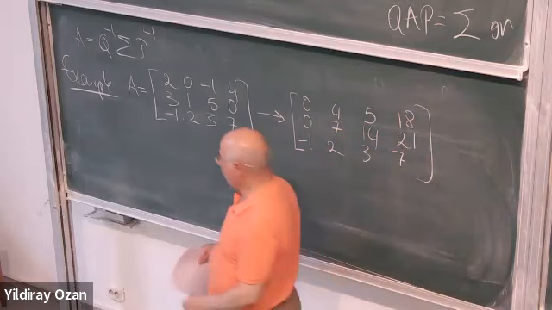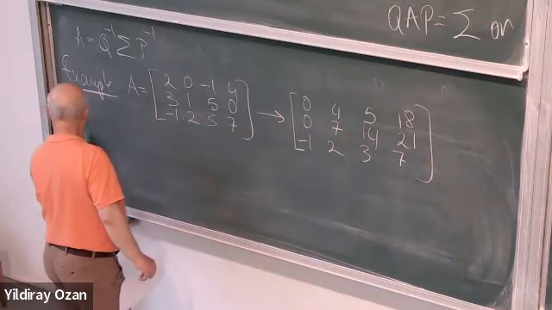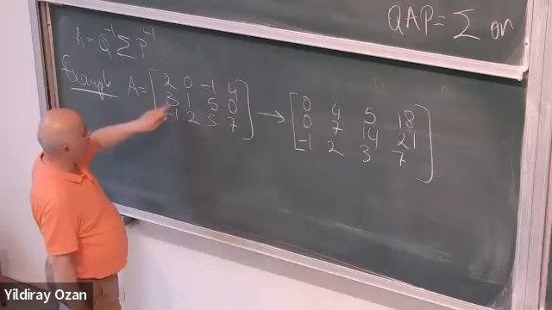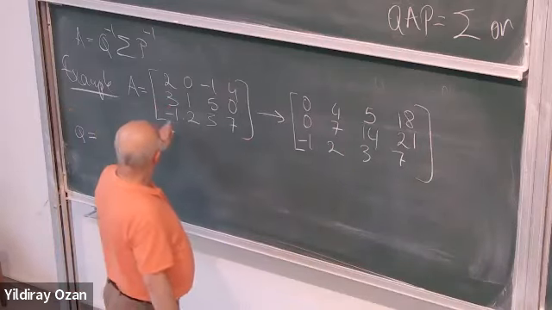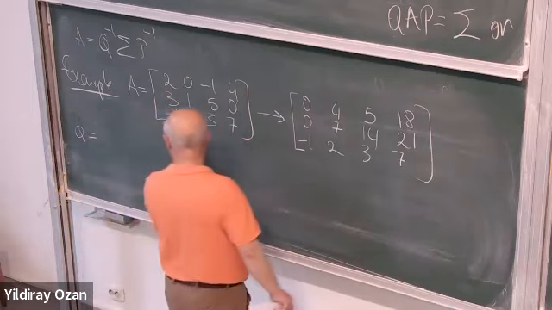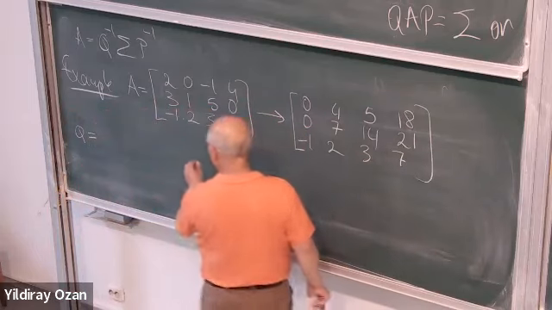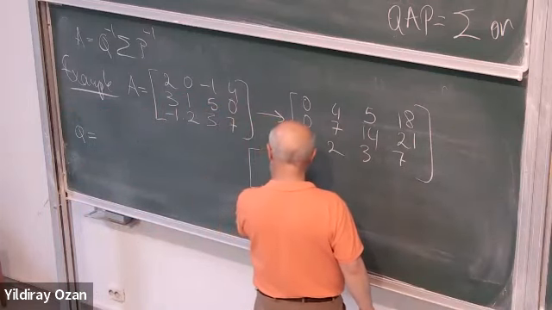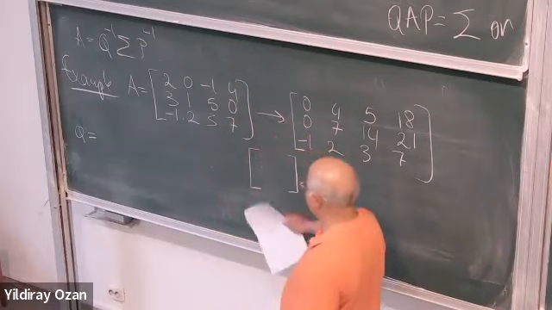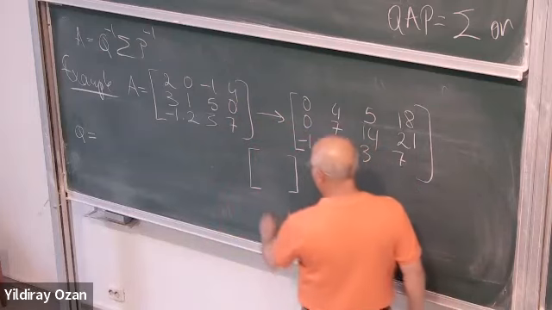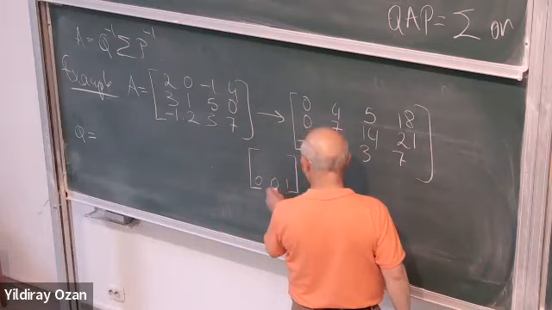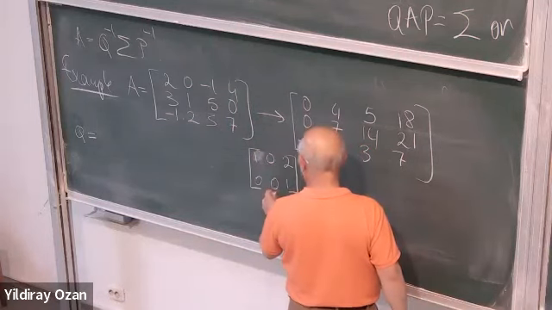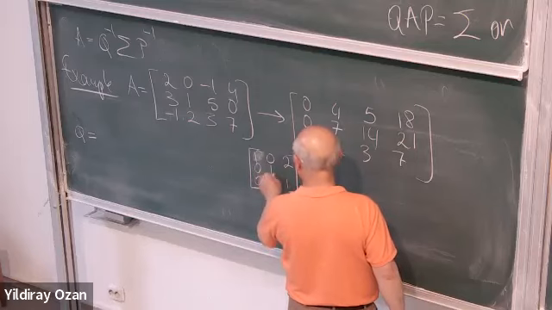Now, let me write down the operations I do. These are the left operations. What is the first one I did? I multiplied this by 2 and added it. Let's start from here. This will be a 3 by 3 square matrix: 1, 0, 2, then multiplying by 3 and adding here: 0, 1, 3.